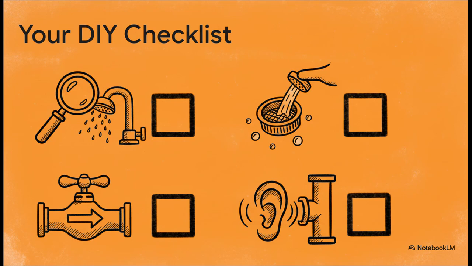So here's your DIY checklist. First, test those fixtures to confirm if it's one spot or the whole house. Second, go ahead and clean all your faucet aerators and shower heads just in case. Third, find your home's main shutoff valve and make sure that handle is turned all the way to the open position. And finally, just listen for any weird hissing sounds near pipes that might point to a leak.